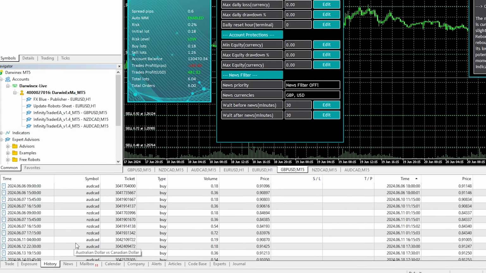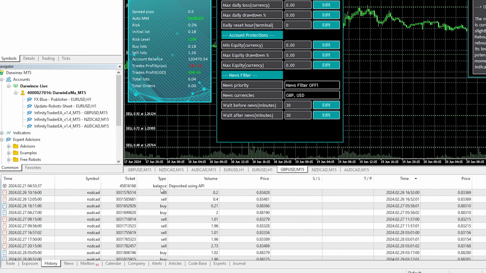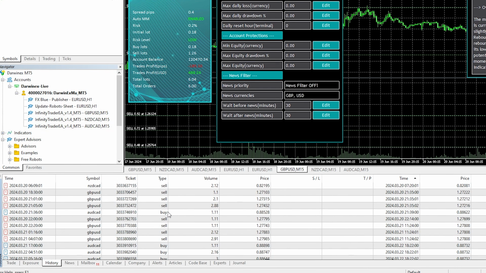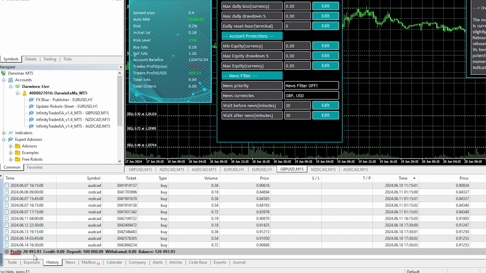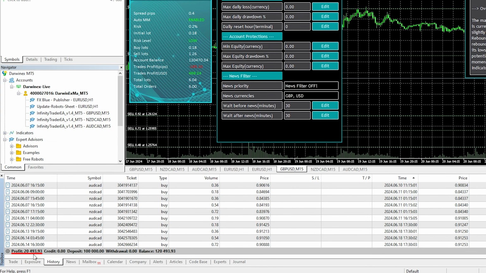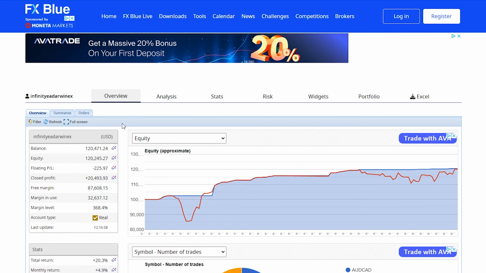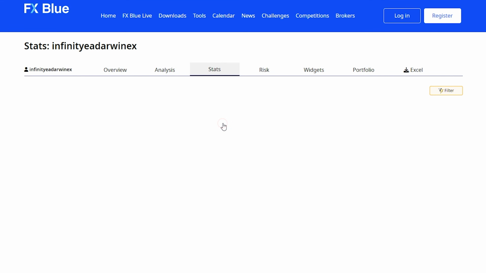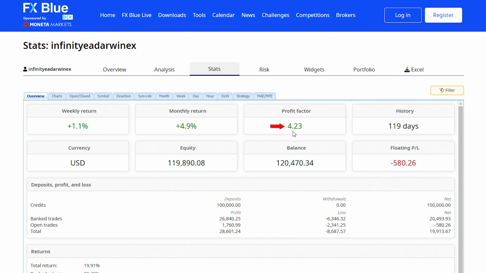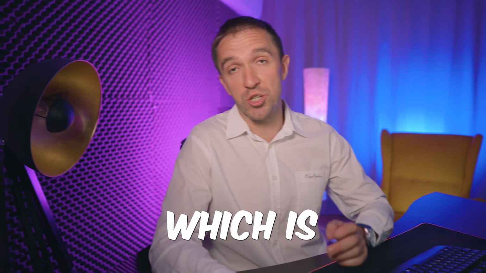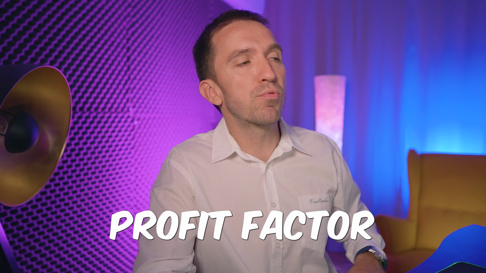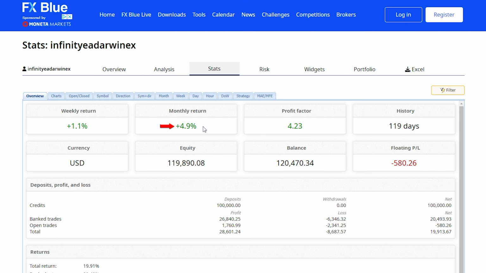One more time, this is a $100,000 DarwinX account, and you can see that the profit is 20,493. If I show you a little bit more about the statistics, you will see that I have a profit factor of 4.23, which is pretty decent, and the monthly return is 4.9.